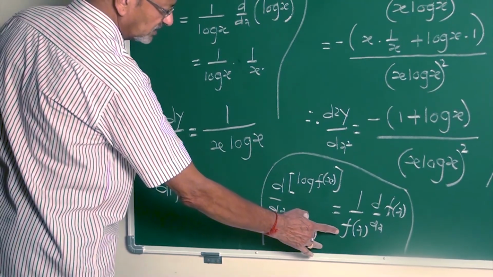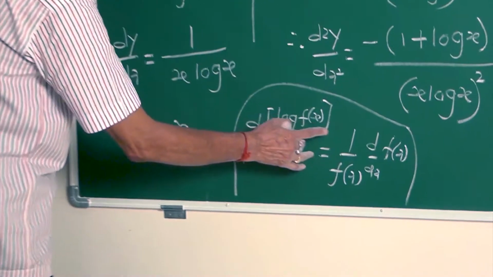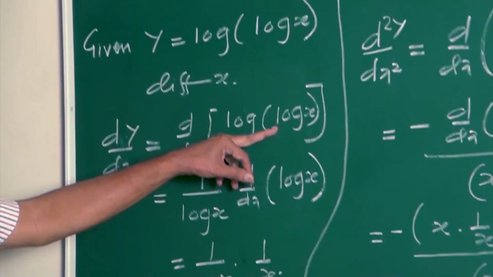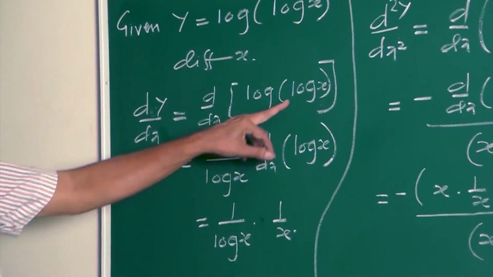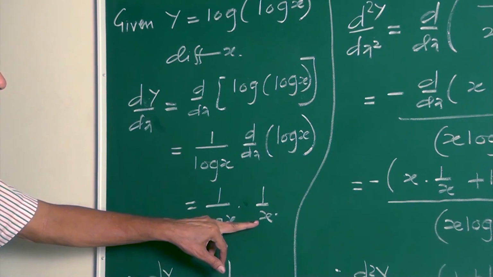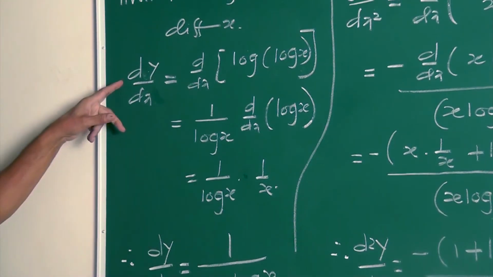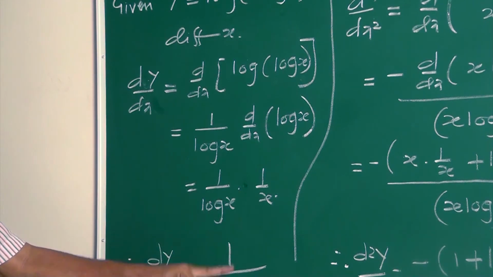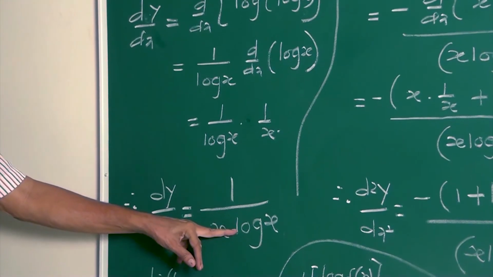What is the general formula? 1 by f into derivative of f. Log f gives 1 by f into derivative of f. Once again, derivative of log x is 1 by x. Therefore, dy by dx is 1 by x log x... dy by dx is x log x.